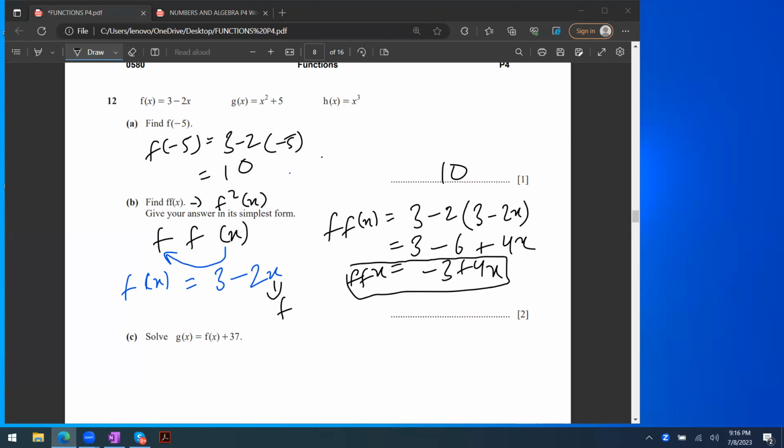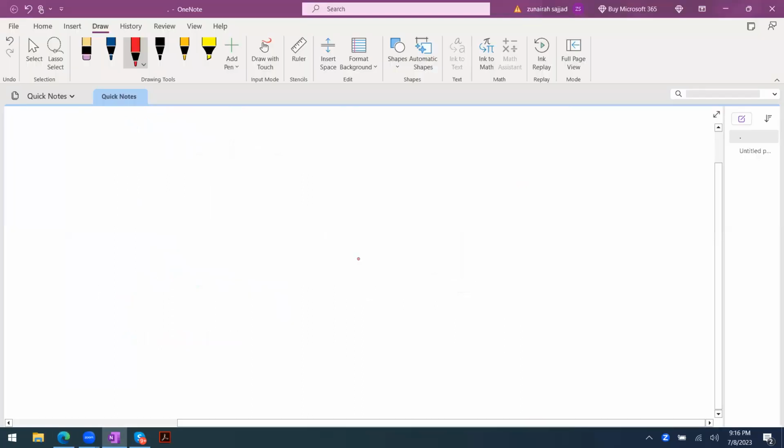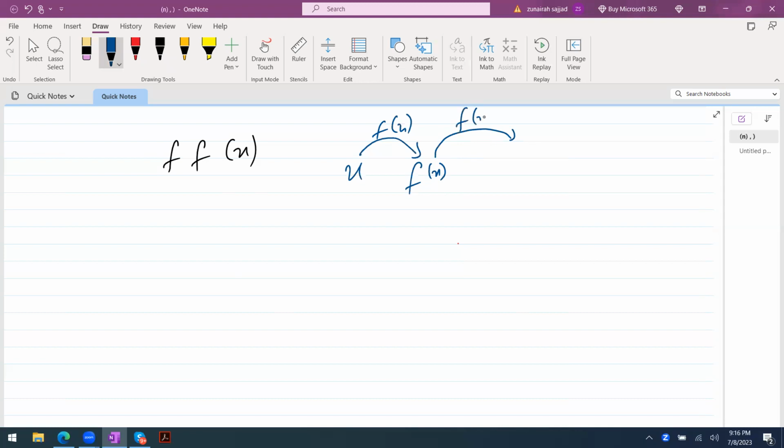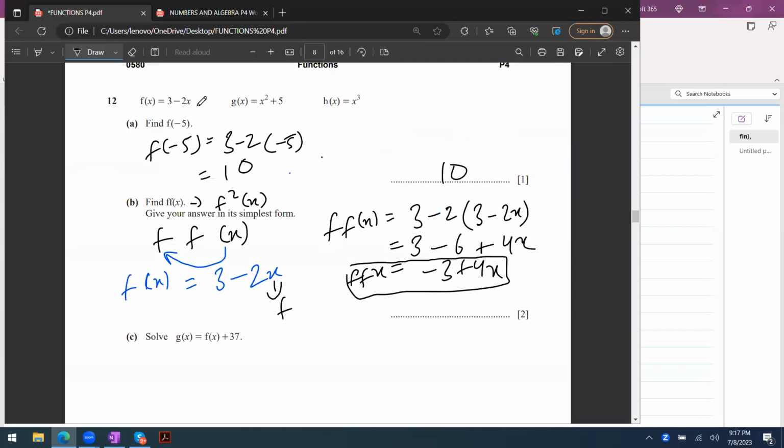Sir, can you do it again, please? All right. f of x is 3 minus 2x. What is f of f of x? There is a value x. You perform a function f on x. The value becomes f of x. Again, you perform another time the same function. It will become f of f of x. But how to solve it now? We have f of x is equal to 3 minus 2x.